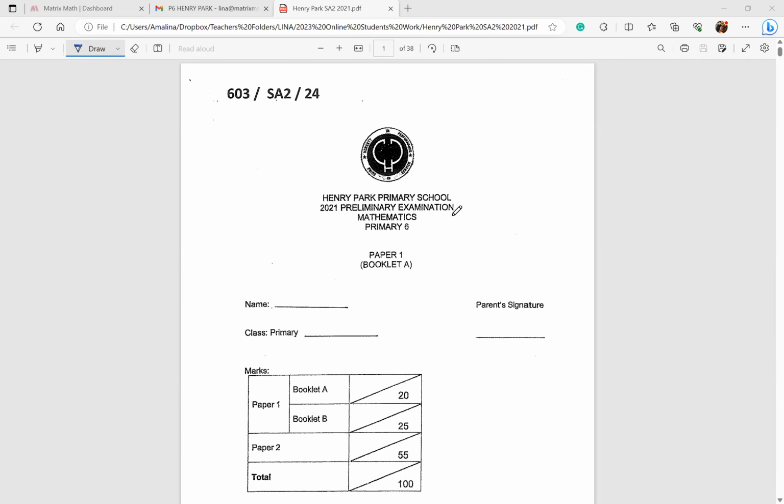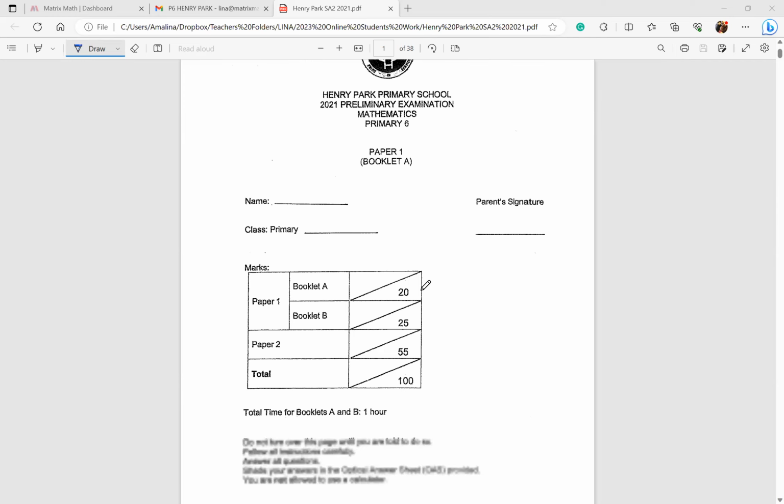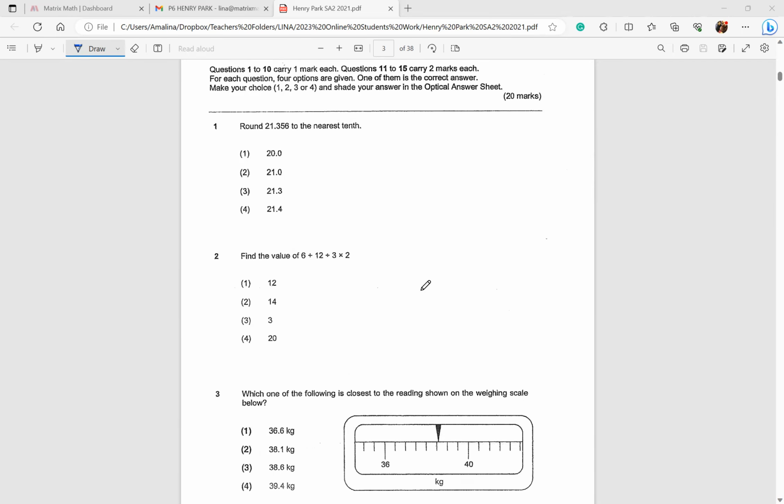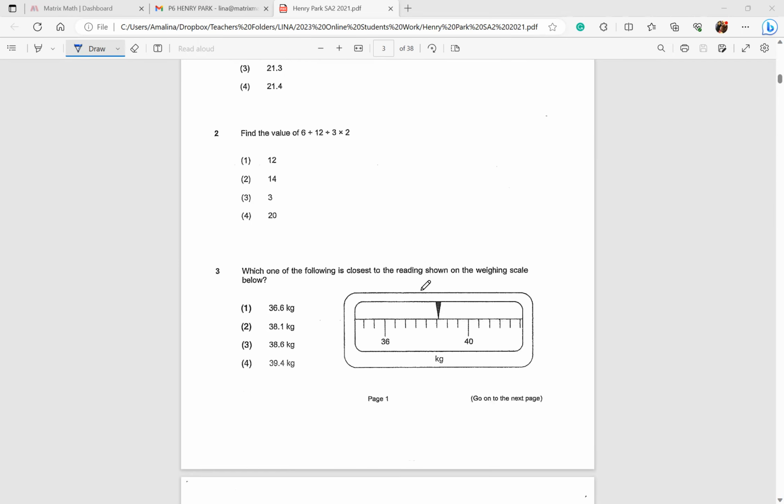Okay, this is Henry Park Primary School 2021 Prelim examination for Primary 6. So I will be going through paper 1 today, but we'll be selecting certain questions to go through. Okay, so we will start first with question number 3. The first two questions I will just skip, as they are very simple.